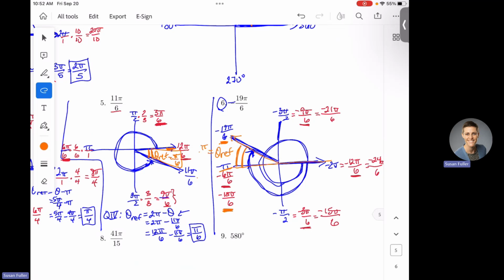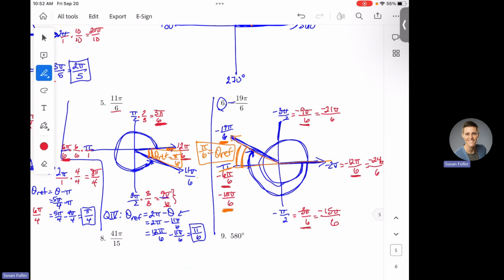And again, our reference angles are always positive. I don't really care whether we were rotating positively or negatively. Your reference angle is just an amount of space. So it's always going to be positive.